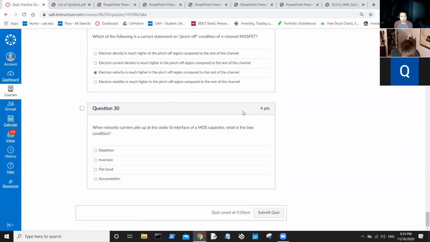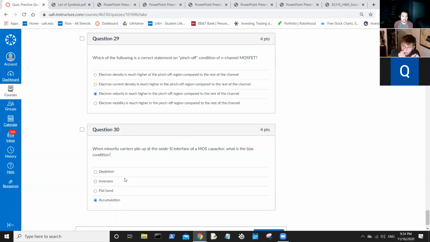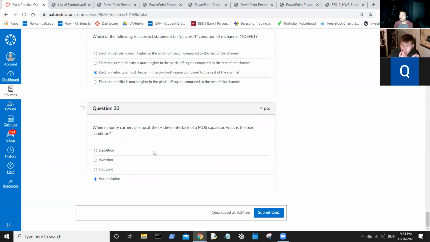Then question 30. When minority carriers pile up at the Si oxide silicon interface of a MOS capacitor, what is the bias condition? Well, the word pile up is a synonym with accumulation. There you go. All right. And that's just what it's asking. And there's a previous question on accumulation where one of the conditions for the all-options-is-correct question is this exact question. So he likes to duplicate the questions.